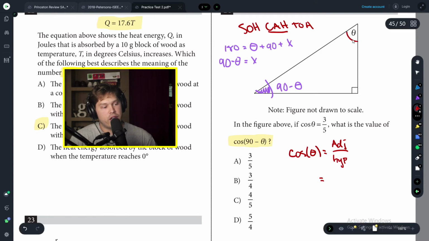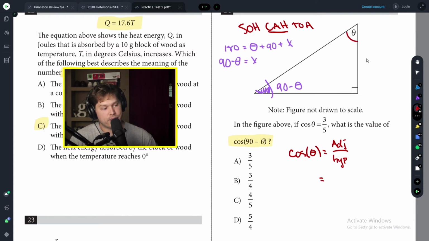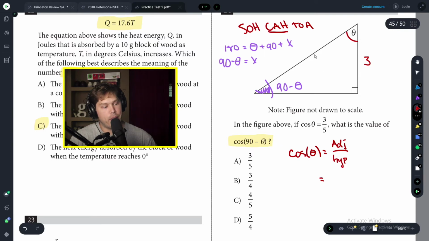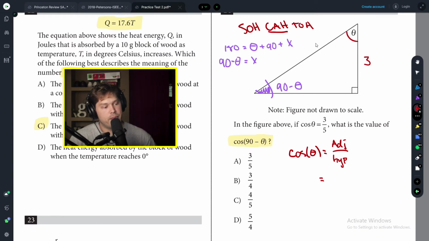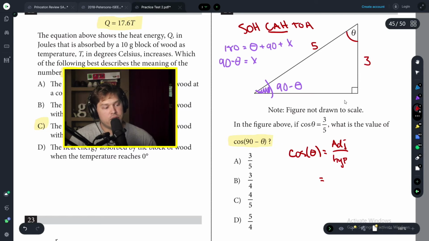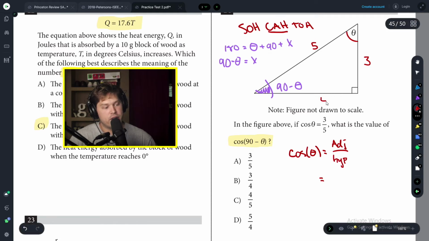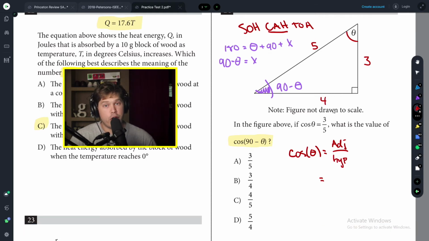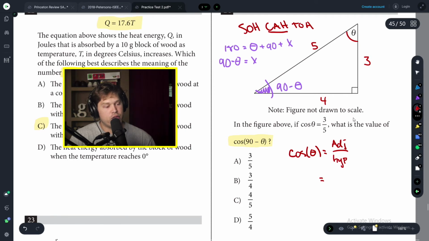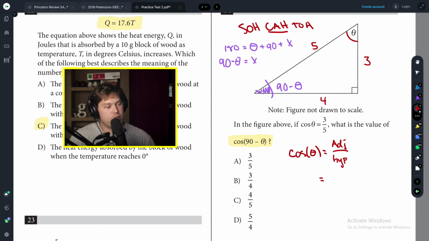And we're given that cosine of theta is 3/5. So cosine of theta here, our adjacent side, is 3, and our hypotenuse, the long side, must be 5. So what's our second leg here? Well, hey, this is a 3, 4, 5 right triangle, so this must be 4. However, if you don't know your 3, 4, 5 right triangle, you can of course use the Pythagorean theorem to solve it, and you would have 25 minus 9 is 16, square root of 16 is 4. So we have this 3, 4, 5 right triangle. We're asked for what is the cosine of 90 minus theta.